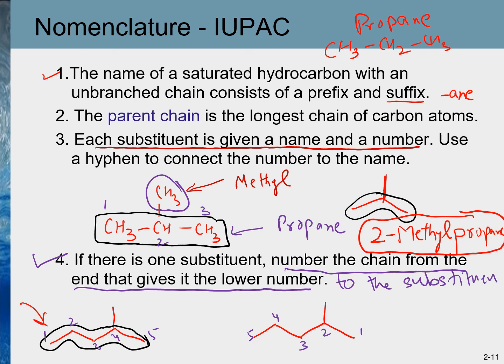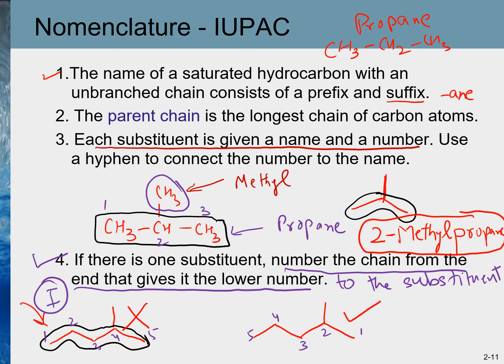If we go with case number 1, the substituent is getting a number 4. If we go with case number 2, now our substituent is getting number 2. So according to the rule, we must number from that side which gives the lower number to the substituent. Hence this is the correct numbering and this is incorrect.